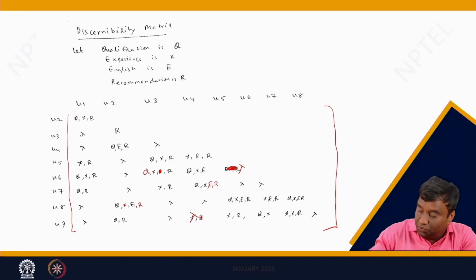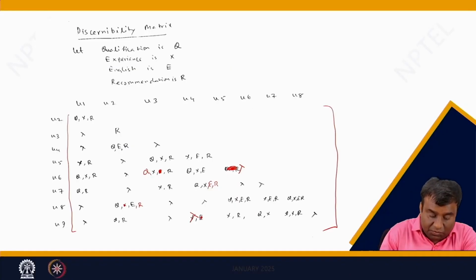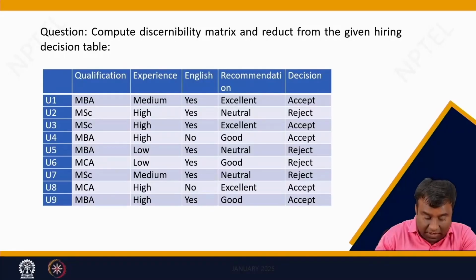Now compare U3 to U1. The decision is same, so there should be lambda. Now compare U3 to U2. Qualification is same, experience is same, and English is also same. So the only difference is recommendation, so there should be R. Similarly check U4 and U1. Same thing, so there is no need to write.